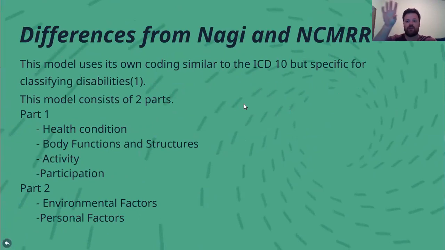The first part is a health condition, so that'll be patellar tendonitis. The next section is going to be body functions and structures. So body function is going to be more like decreased quadriceps strength, while structures is going to be micro tears within the patellar tendon.